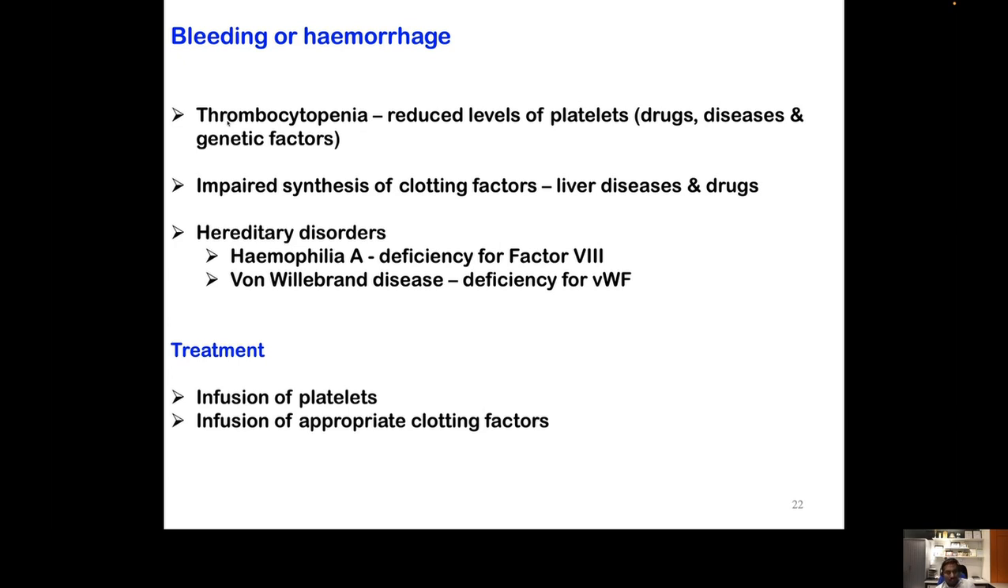So what could be the treatment for these people? The treatment is infusion of platelets. If they don't have a sufficient amount of platelets, we need to infuse platelets from donors into the recipients. Then they will circulate platelets at a sufficient level. But you need to remember the lifespan of platelets is only 5 to 10 days. Therefore, they need to take infusions at regular intervals. And then infusion of appropriate clotting factors. These days, most of the clotting factors are produced recombinantly in bacteria and cell lines. So they can be infused based on whatever deficiency they have. So these are the treatments available to prevent bleeding.